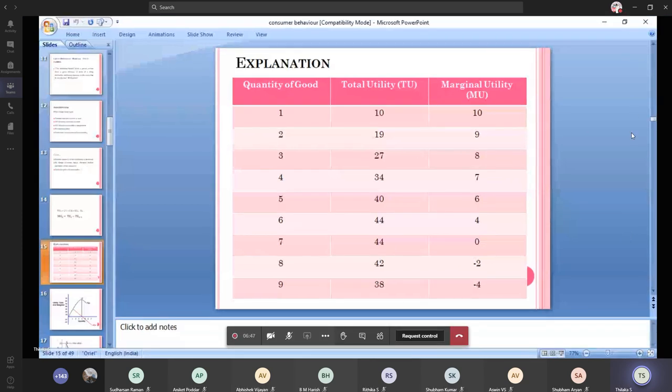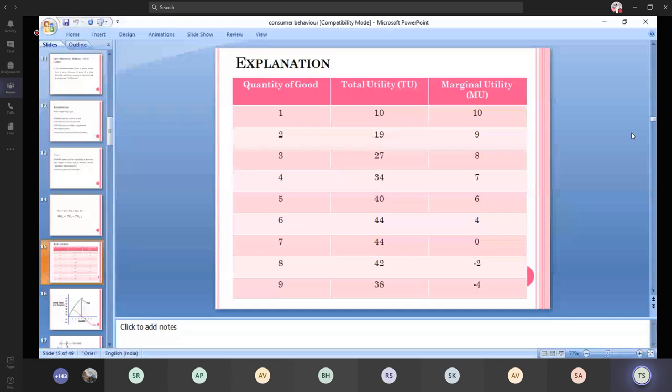So in our example, when the consumer purchases the first unit, he receives 10 utils of satisfaction. The same 10 is regarded as the marginal utility, because unit 1 is the last unit. So for the first unit of the commodity, total utility and the marginal utility are the same, because marginal utility is calculated from the last unit of the product purchased. In our example, the first unit is the last unit when the consumer buys the first unit of the commodity. So the marginal and the total utility are the same.